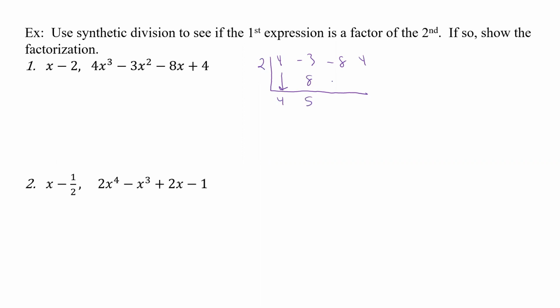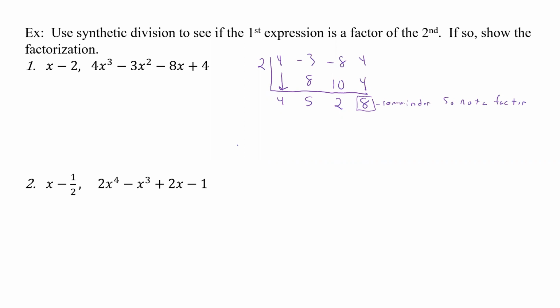Now 2 times 5 is 10. 10 minus 8 is 2. 2 times 2 is 4. 4 plus 4 is 8. Well, in that case, that's not a factor because there's a remainder. And so we can say, so not a factor. Okay. And so we don't have to worry about writing out any factors.